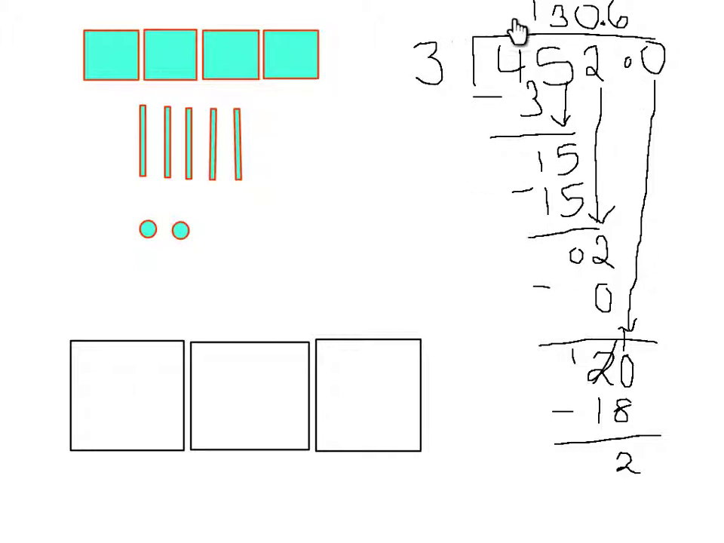First, 3 times something equals 4. 3 times 1 equals 3. Or 3 times something doesn't equal 4. So I do the closest, which is 3 times 1. And it equals 3, so you minus it, which equals 1.